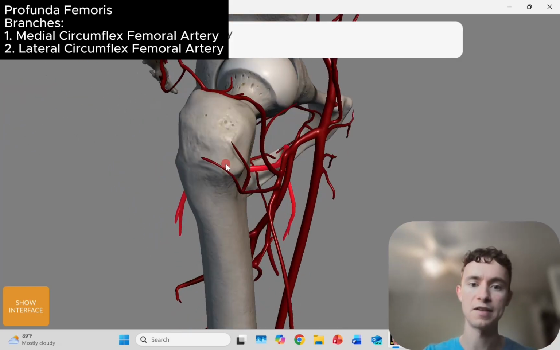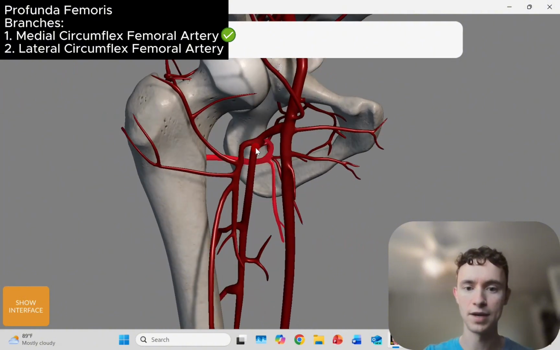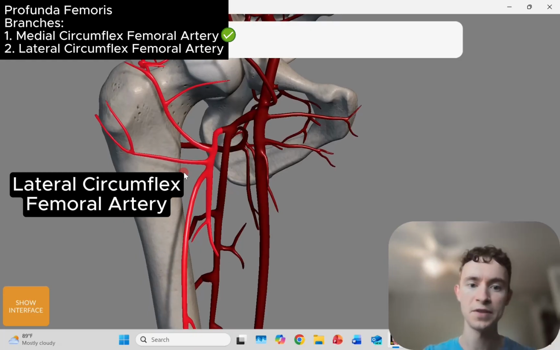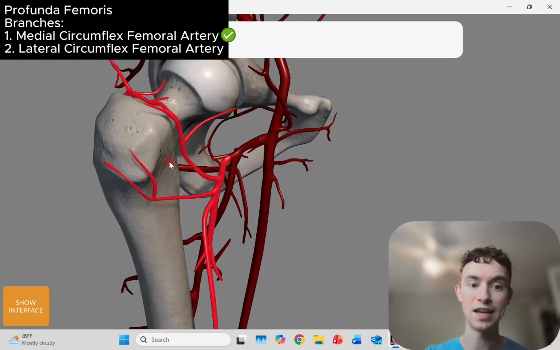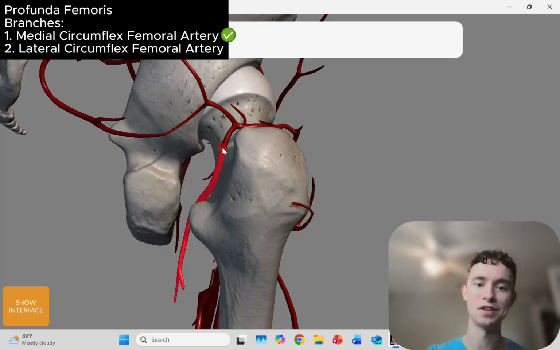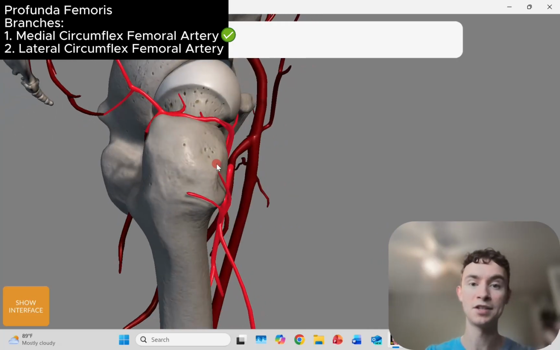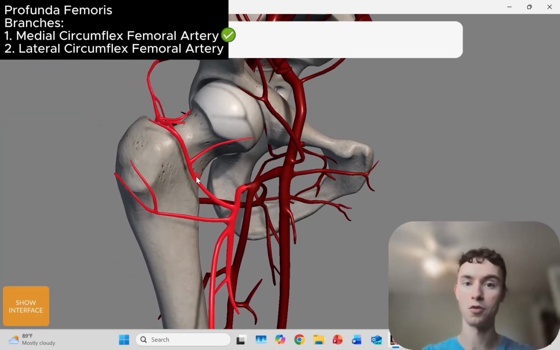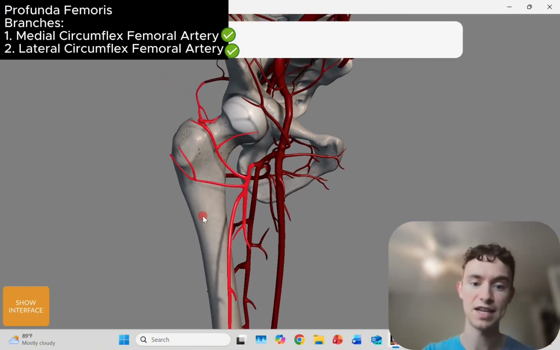And then the other branch, if we go back to our profunda femoris, laterally we have our lateral circumflex femoral artery. And notice how this sends a bunch of branches again around the head and neck of the femur. This actually combines with the medial one to form a complete loop. And this supplies the blood required for the femoral head and neck to supply the bone with nutrients, get rid of waste, and also support the production of red blood cells in the bone.